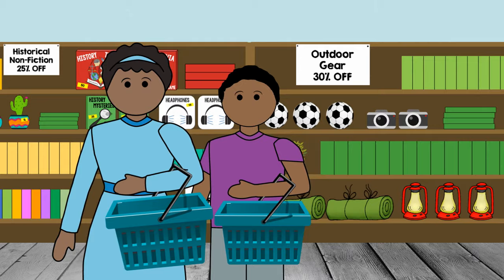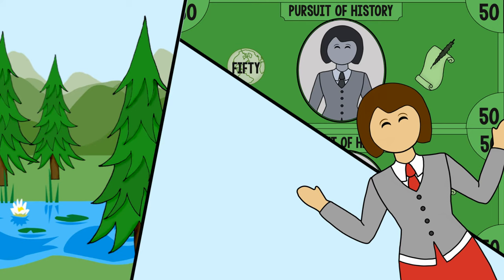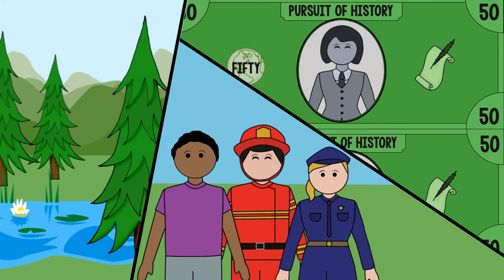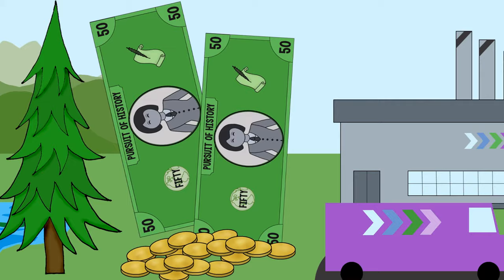In economics, a resource can be anything used to get or create the goods and services that people want. Resources include anything from natural resources from the land, capital, like money and the buildings and machines used to produce the goods and services, and labor, the workers themselves, who produce the goods and services that people want to buy. All of these resources, from the natural resources of the earth, money, building supplies, machinery, workers, and more, are limited.